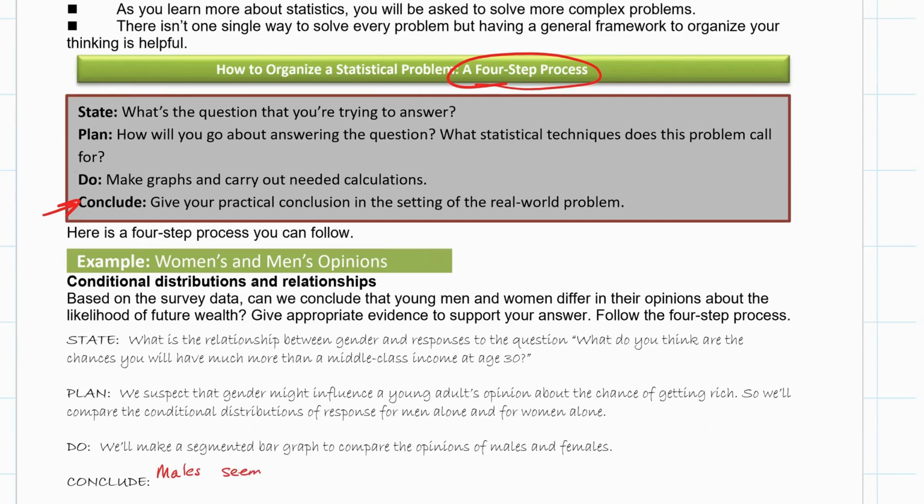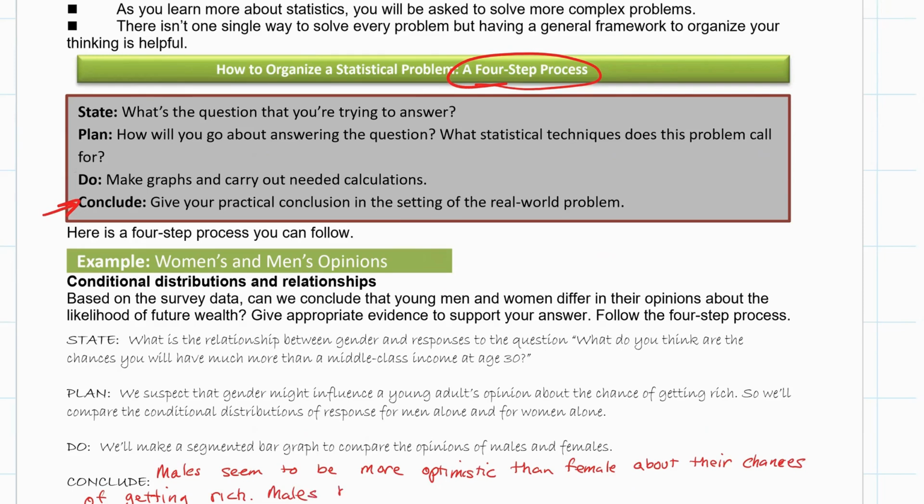males seem to be more optimistic than females about their chances of getting rich. Now, that's a statement. Can I back it up and link it to something that I saw on the two-way table? Why did I say that?